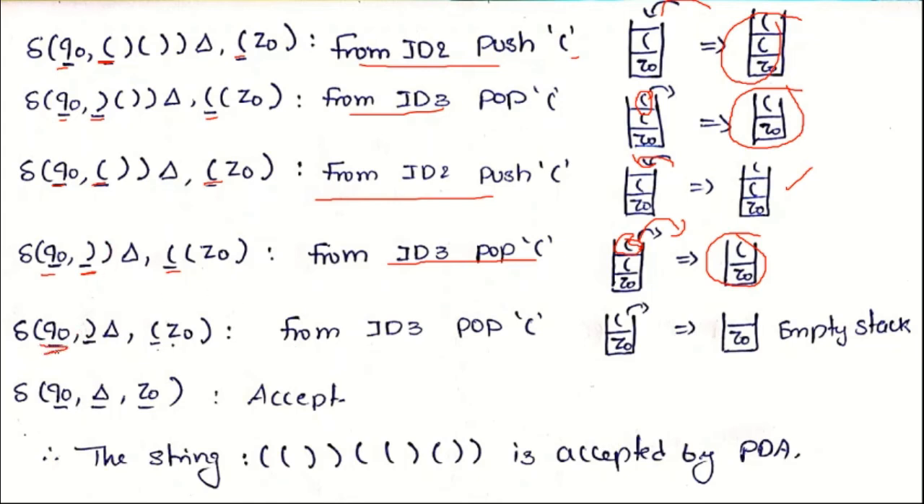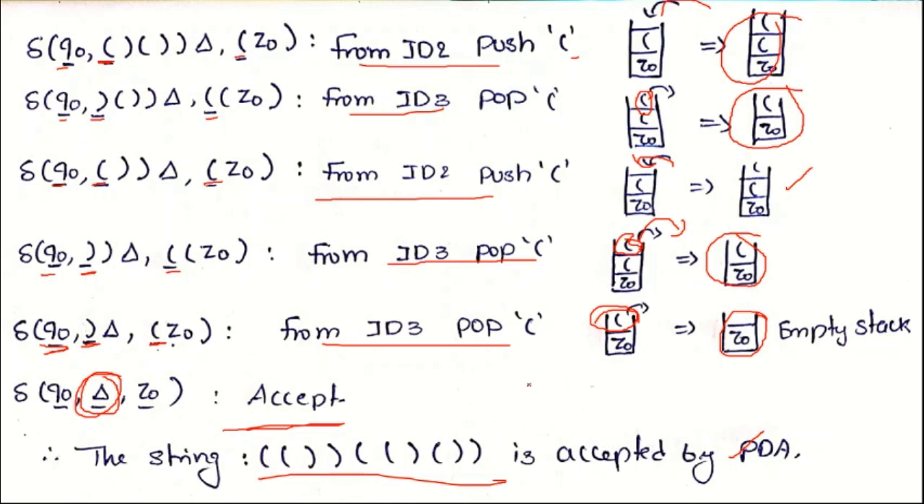From the current state Q0, the current input symbol is closed parenthesis and the top of the stack is open parenthesis. Based on ID3 we perform the pop operation. That means this element will be popped from the stack, then the stack is empty and the input is also completed. That's why we go to the accept final state. Therefore the string with two open parentheses, two closed parentheses, two open parentheses, one closed, and one open and two closed parentheses is accepted by the PDA. So this is the process of constructing a PDA for balanced parentheses or well-formed parentheses.